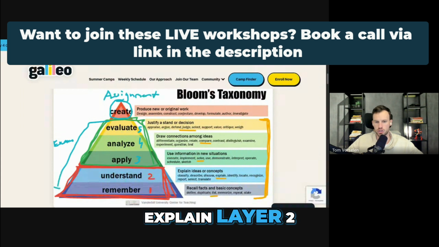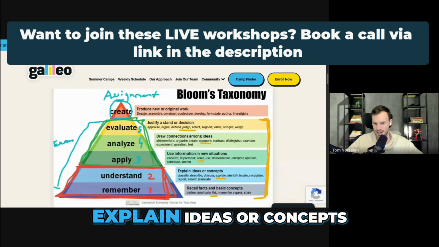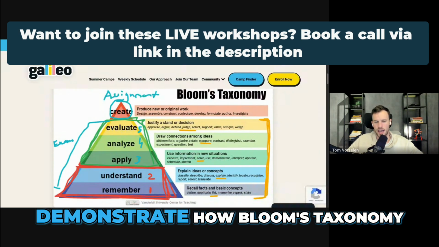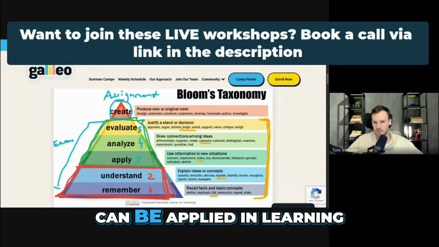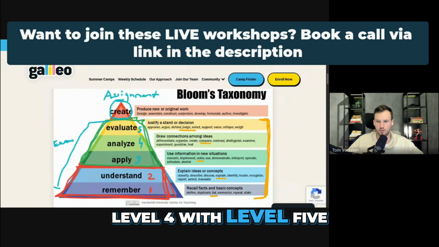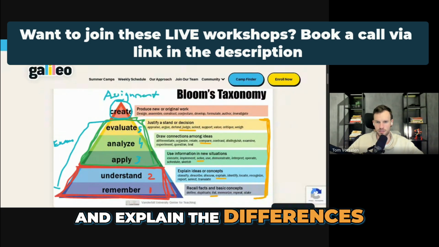Explain layer 2. Explain ideas or concepts. Number 3 could be, let's use this one real quick, use the information in a new situation. Demonstrate how Bloom's taxonomy can be applied in learning. Or analyze: compare level 4 with level 5 and explain the differences.